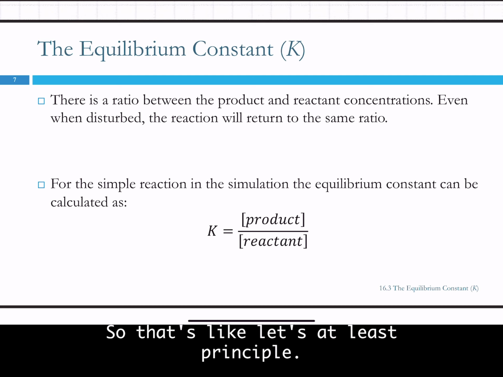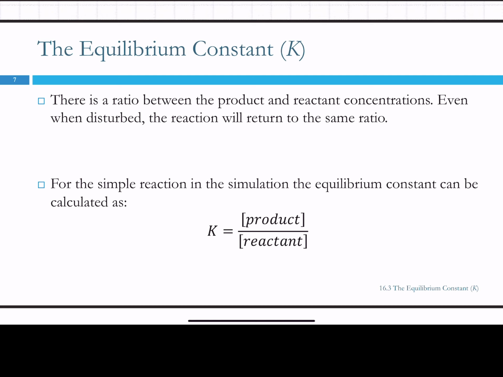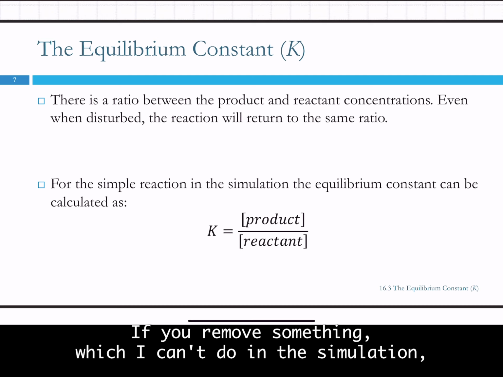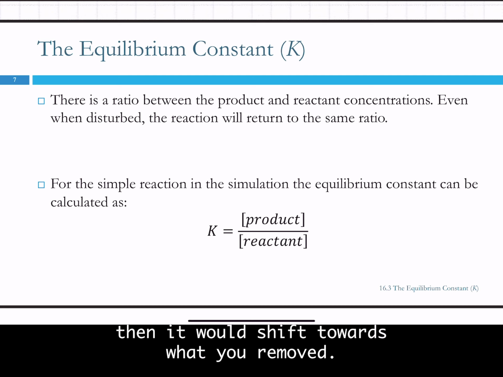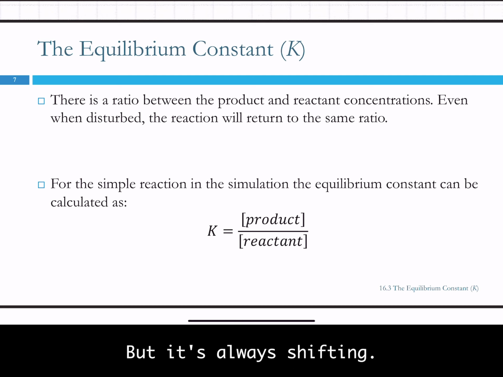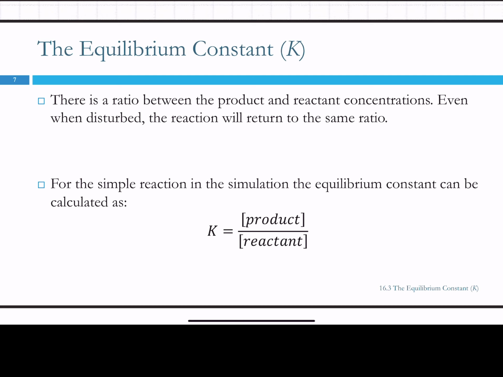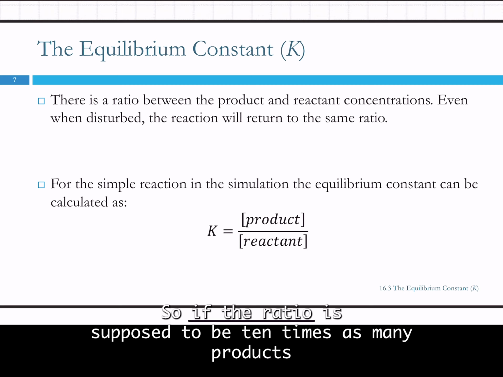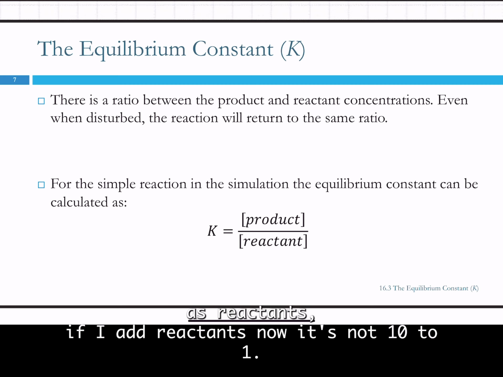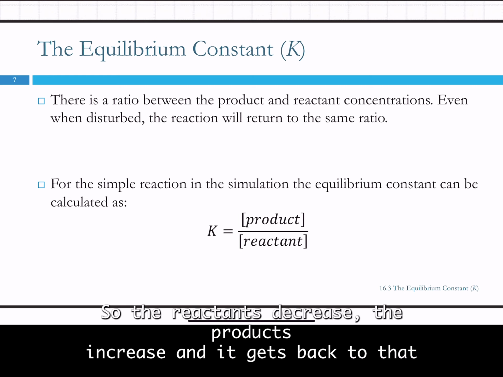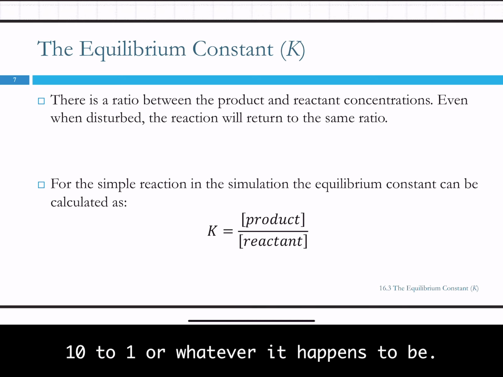So that's like Le Chatelier's principle. Add something to one side, it will shift towards the other side. If you remove something, which I can't do in the simulation, then it would shift towards what you removed, but it's always shifting so that the ratio ends up the same again. So if the ratio is supposed to be 10 times as many products as reactants, if I add reactants, now it's not 10 to 1. And so it'll shift. So the reactants decrease, the products increase, and it gets back to that 10 to 1, or whatever it happens to be.